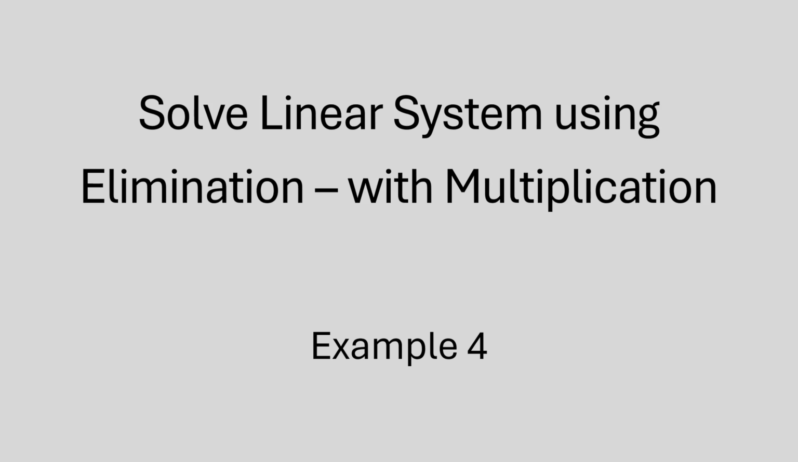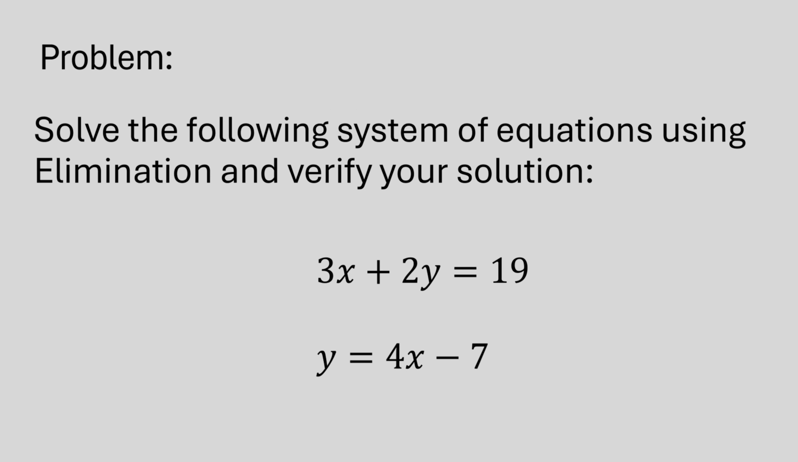Solve a linear system using elimination with multiplication. Solve the following system of equations using elimination and verify your solution. 3x + 2y = 19. y = 4x - 7.